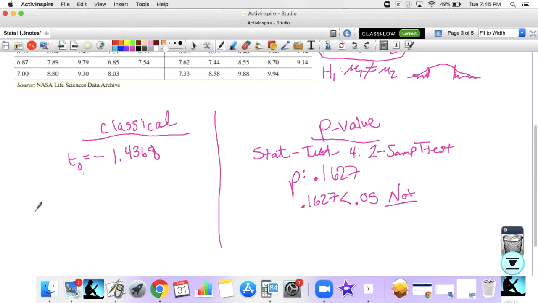For our classical method, we're going to figure out what's going on with our test statistic in relation to our t-curve. So we're going to need to find the t-scores for 0.025. Remember, because our area is 0.05 and we're splitting it into two pieces, this t also has to be negative because it represents the left-handed side.